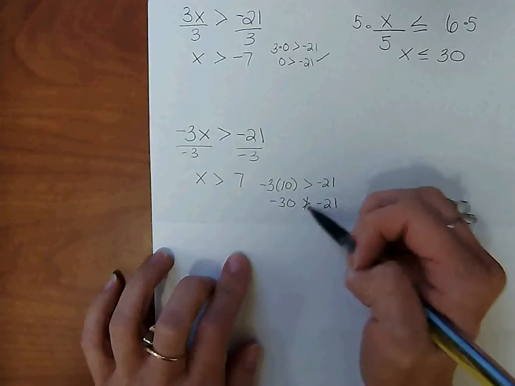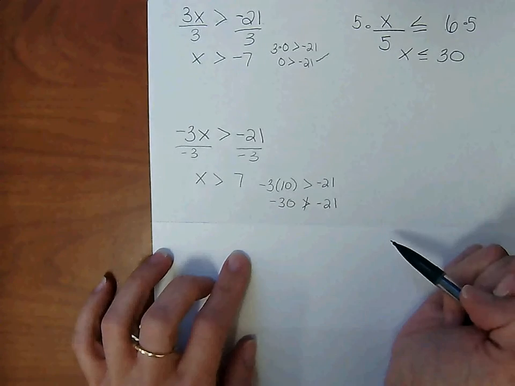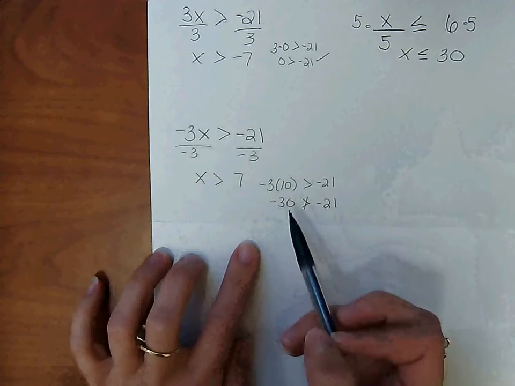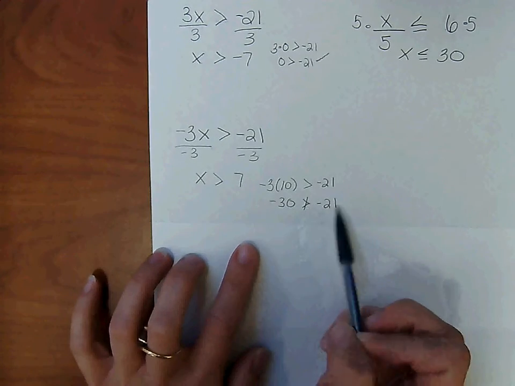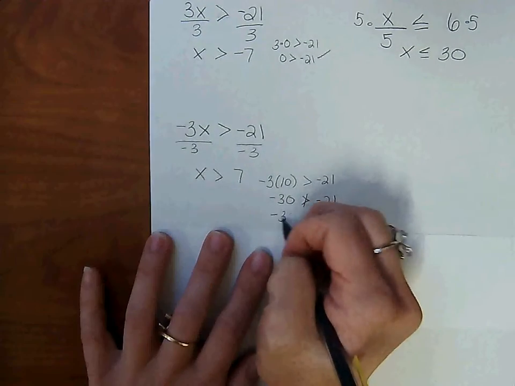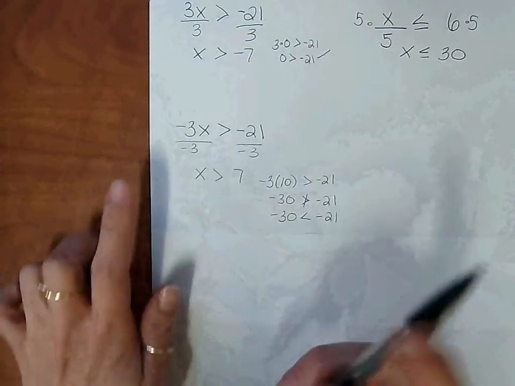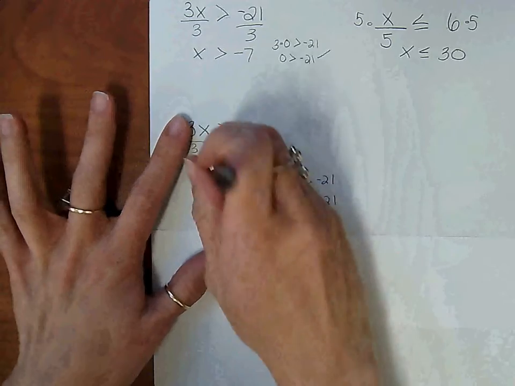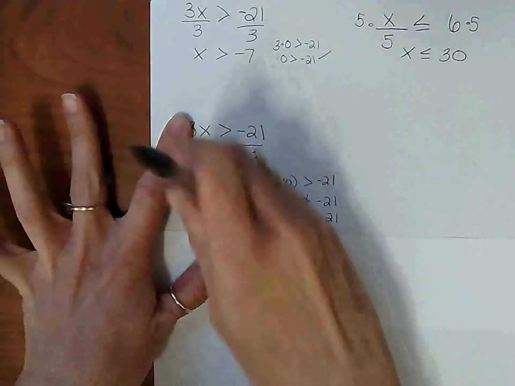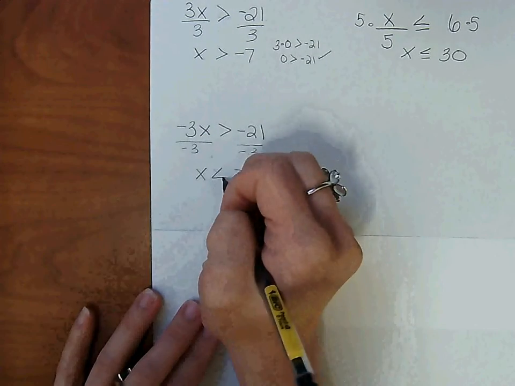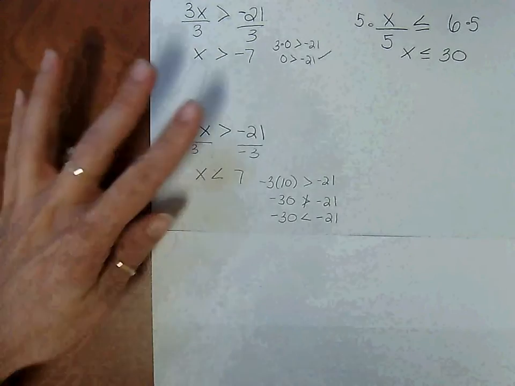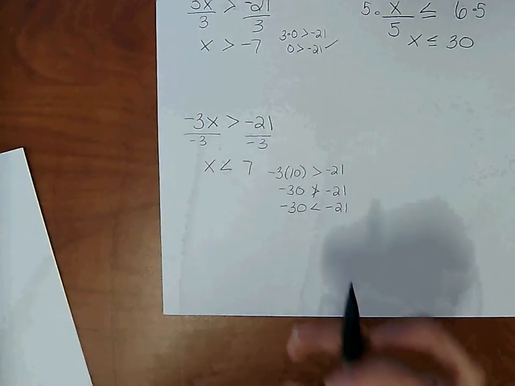Something went wrong here. I did the math correctly, but what happened is that negative 30 is not greater than negative 21. Negative 30 is actually less than negative 21. What happens is when you multiply or divide both sides of an inequality by a negative, you have to remember to flip the inequality sign. Let's go ahead and write that down.